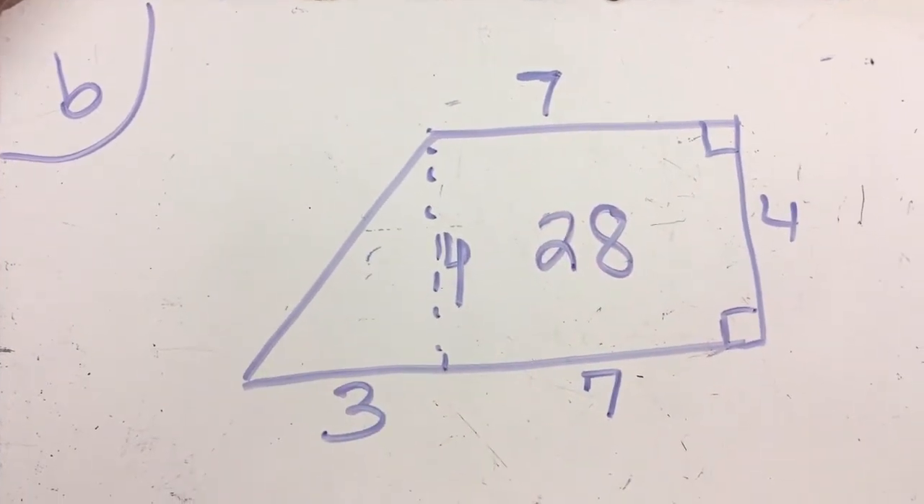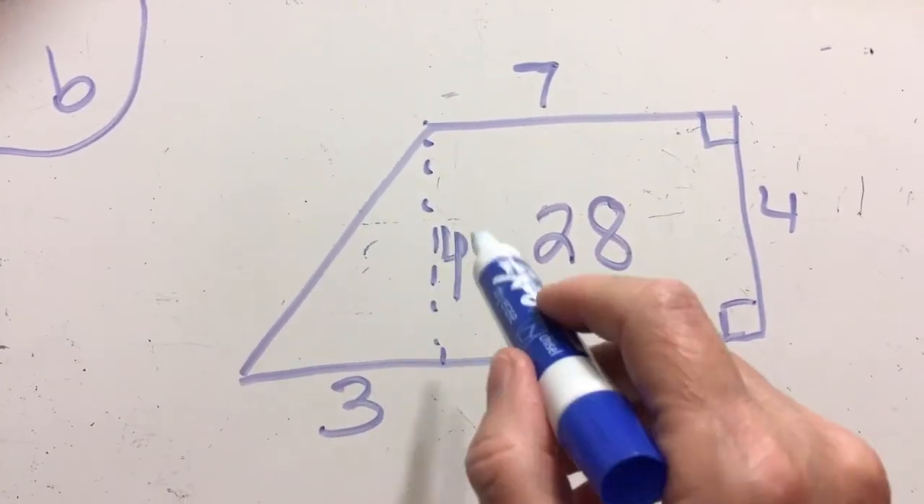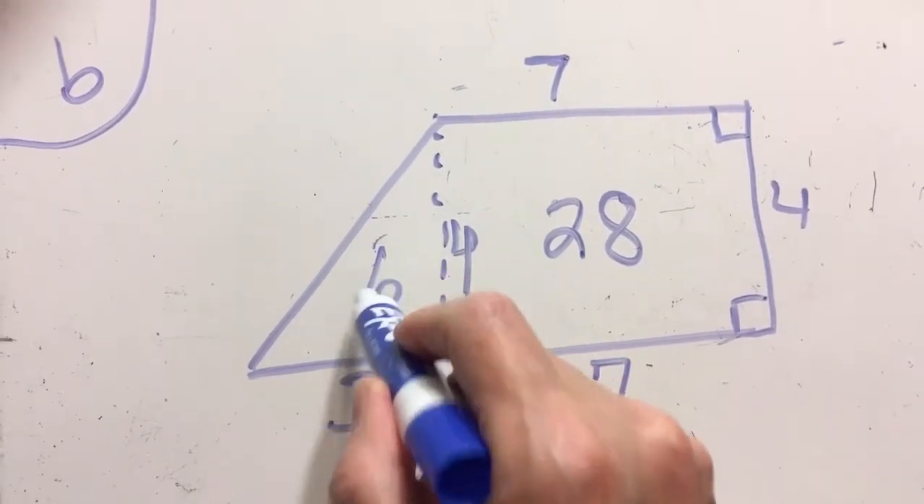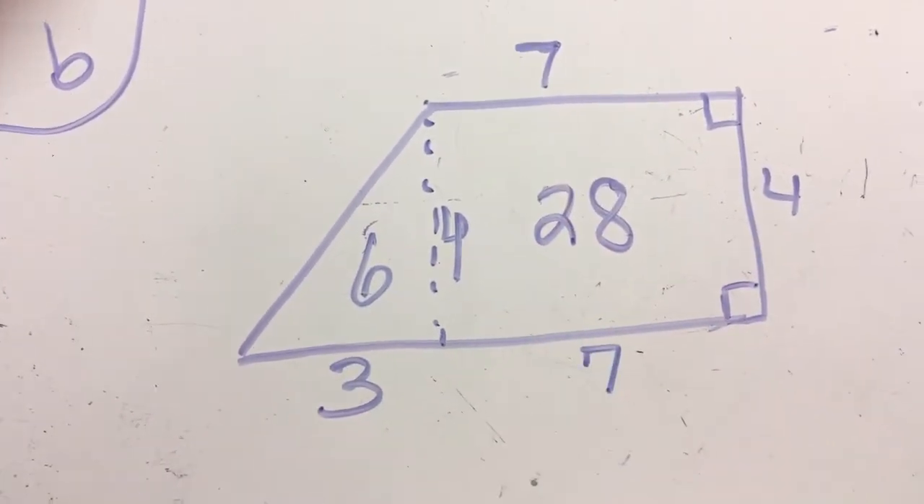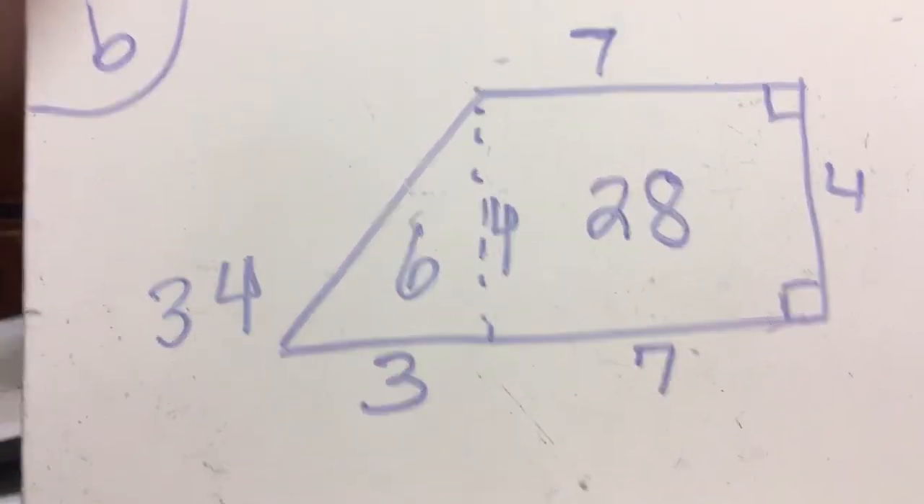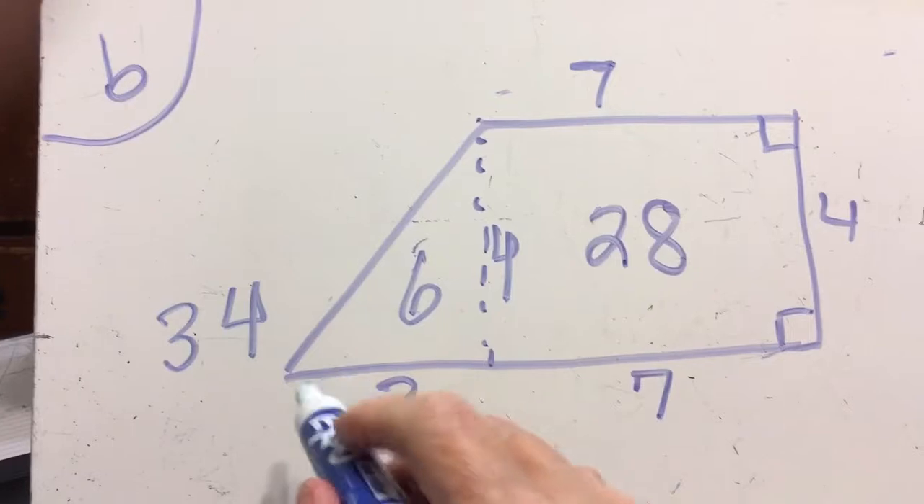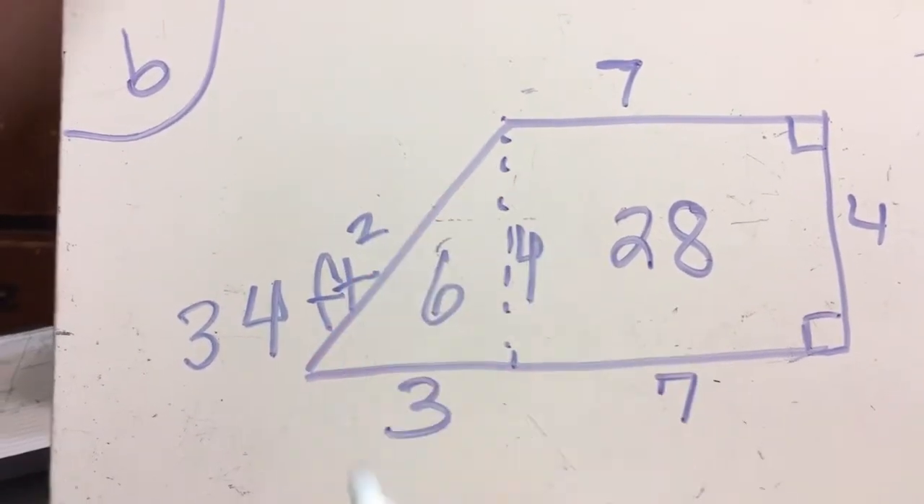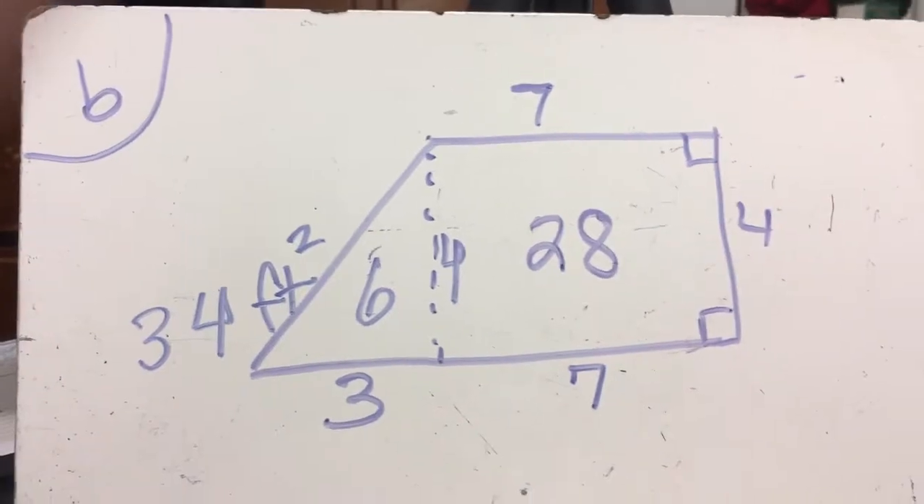And remember, the area of a triangle is 1/2 base times height. 3 times 4 is 12, divided by 2 is 6. So my overall area is 28 plus 6, or 34 square units. And they tell us that that one is in feet. So we will put that one in feet squared. Square feet, feet squared means the same thing.